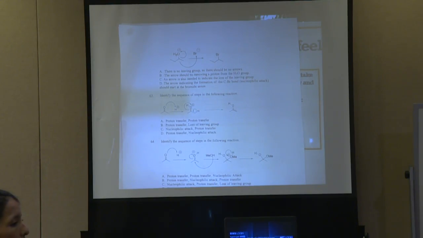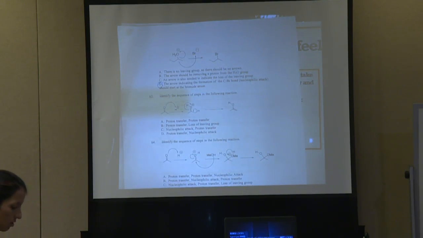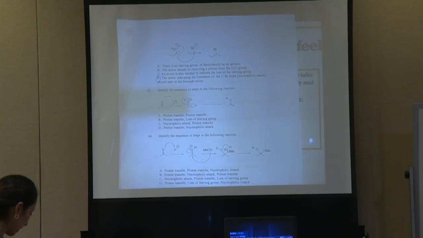Awesome. So when we're drawing arrows, guys, where do the arrows have to start? They start at the electrons, and then they point to wherever the electrons are going, right? We're showing the flow of electrons. So everybody good with D? Okay, cool. So 63. Identify the sequence of the steps in the following reaction.